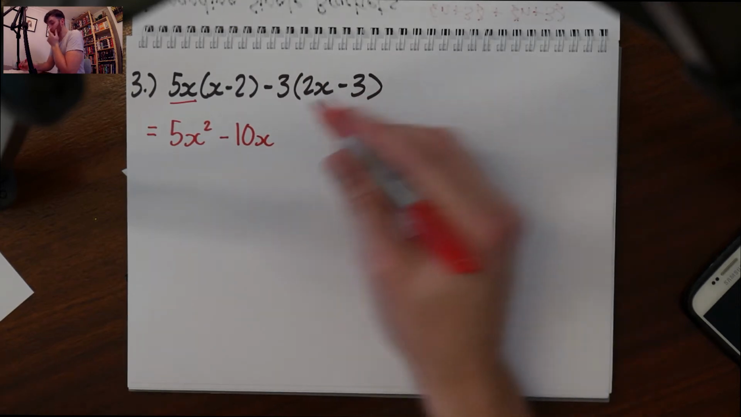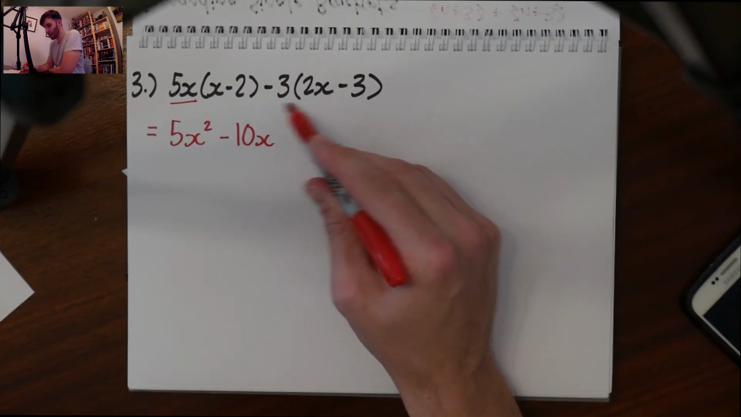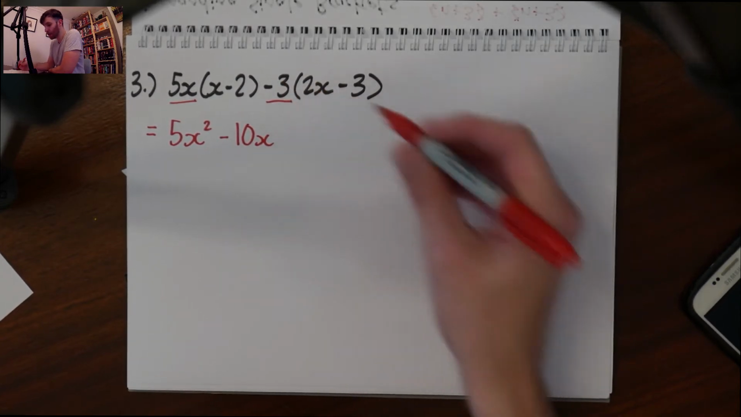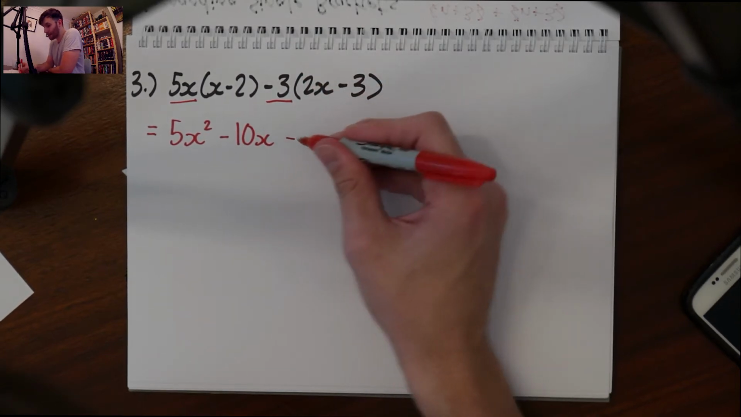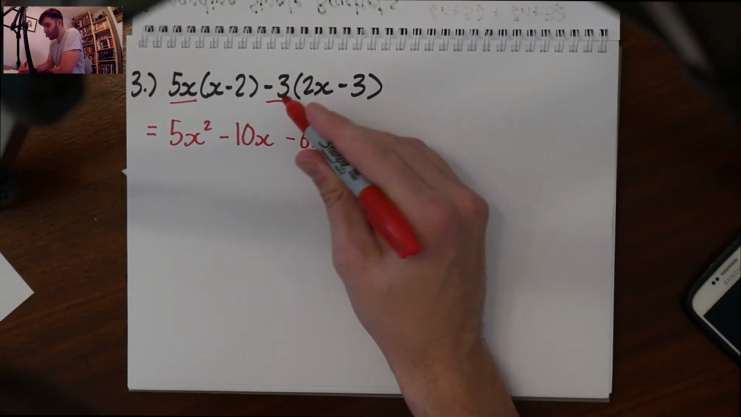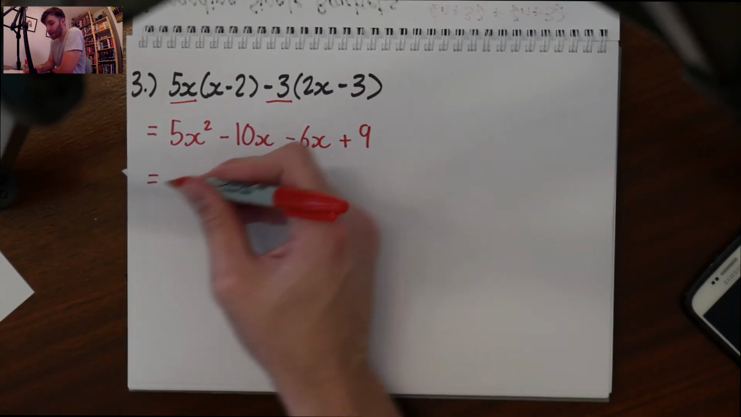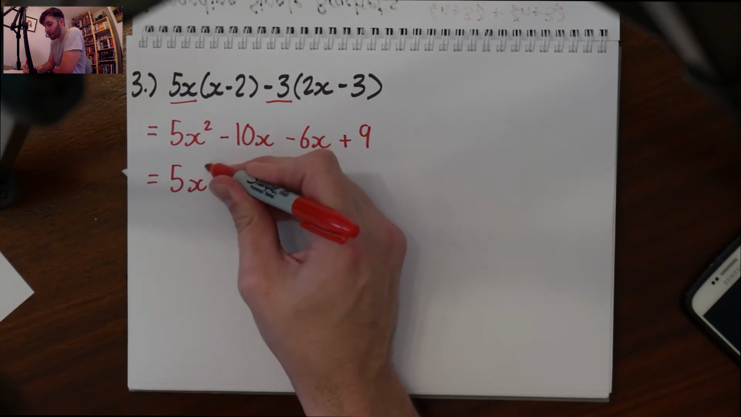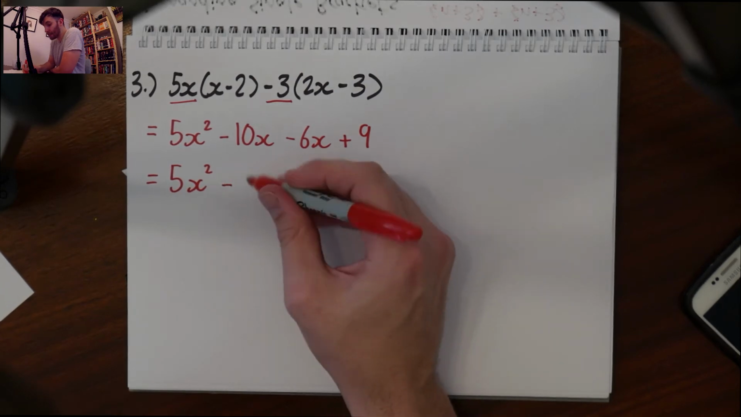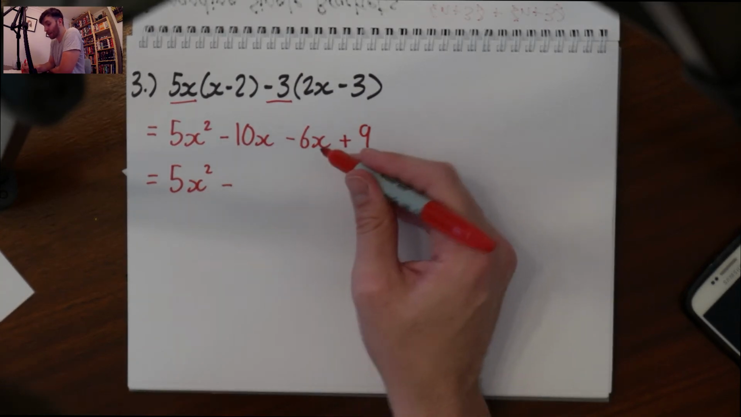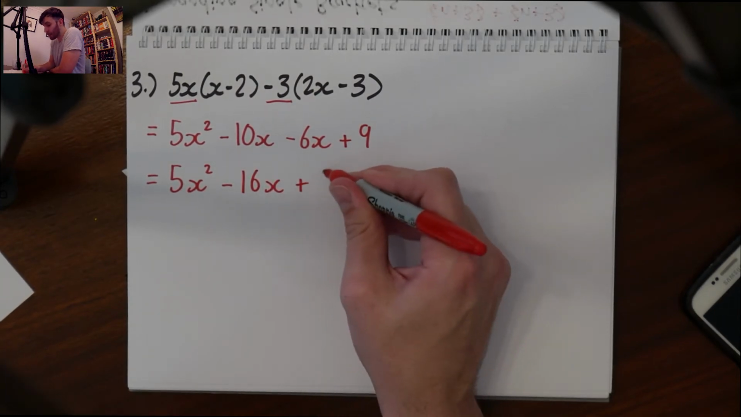Now for this next one here, it's take away 3 lots of 2x take 3. So we treat this here as a negative 3 times 2x take 3. So negative 3 times 2x is going to be negative 6x. Negative 3 times negative 3 is going to be positive 9. And then we can simplify that by saying 5x squared, negative 10x take away 6x is negative 16x, and then plus 9 is going to be there as well.